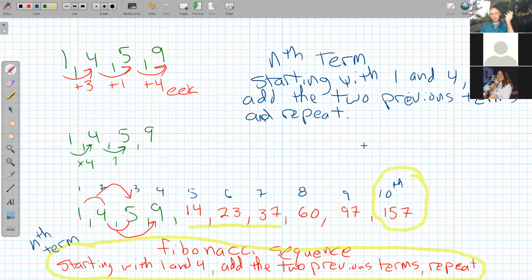So, and this is what we call a recursive formula. The other formulas we found so far are called explicit formulas, meaning you plug in 10 and out pops the answer. Here, the only way to get the 10th term is to know the 9th and the 8th, which means you need to know the 8th and the 7th, and the 7th and the 6th, and so on down the line. So that would be the nth term formula right there.